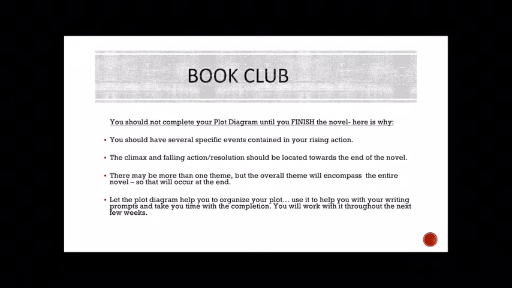You have several specific events contained in your rising action. Okay, so your rising action should take you all the way over halfway through your novel. So, as you're reading through your novel, you're going to write in specific events that are occurring, and that should be occurring most of your novel. And then the climax, falling action, and resolution, we talked about this before, are all located towards the end of the novel. All right, so you have to wait all that time to really fill in those spots in your plot diagram.